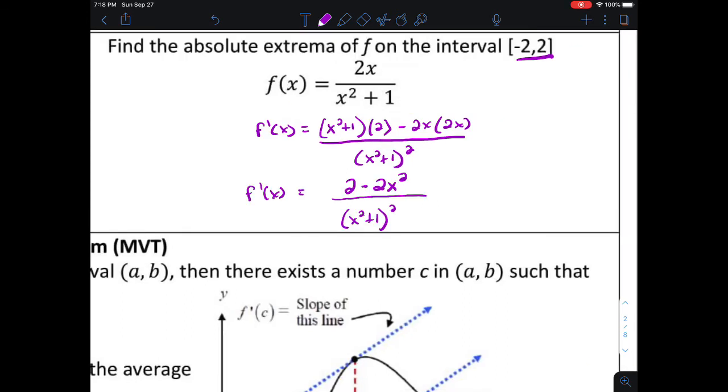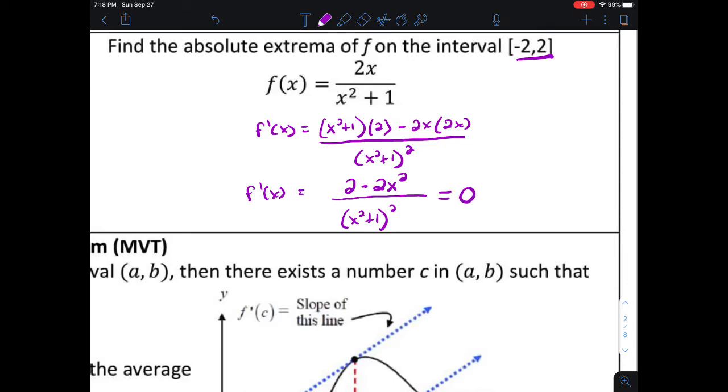All right, so I've simplified my derivative here. I want to find the values of x that make it equal 0 or undefined. Well, we have a rational function, but if I look at what I have down here, I have x squared plus 1 being squared. There exists no real number x that I could square, add 1 to, and make 0. So my derivative is continuous, or defined, everywhere.